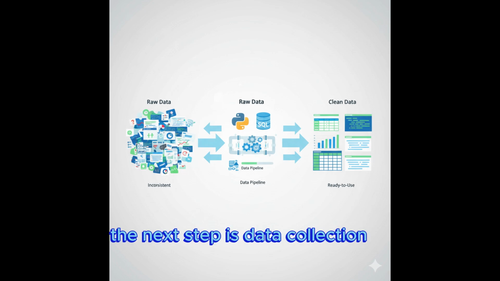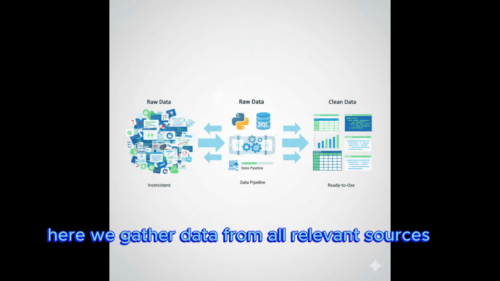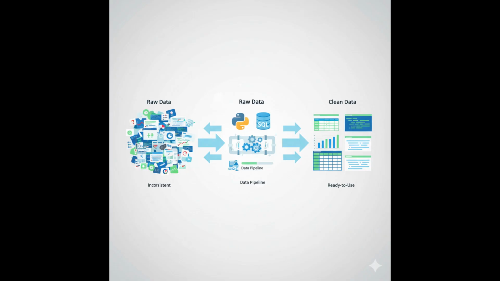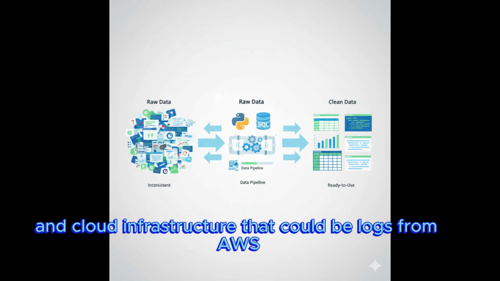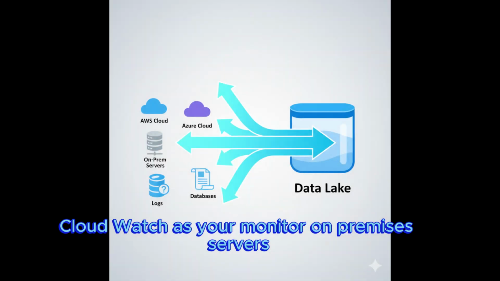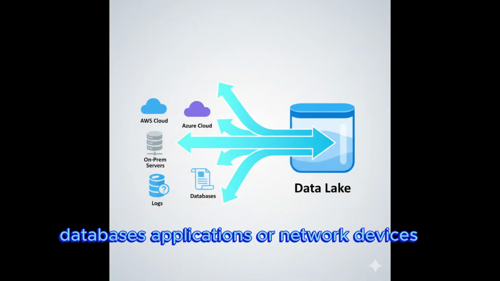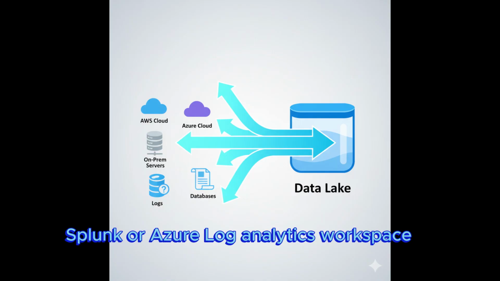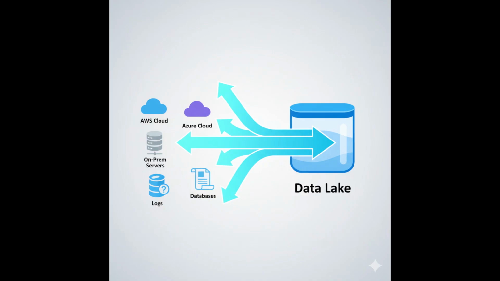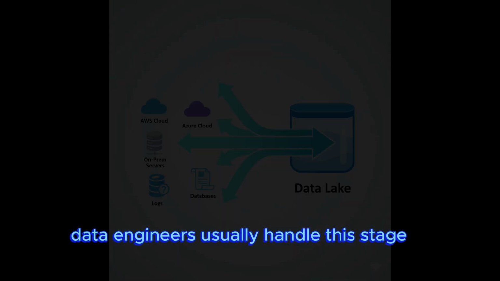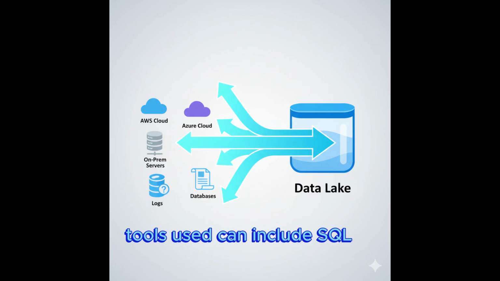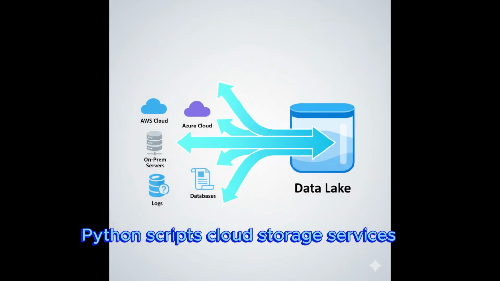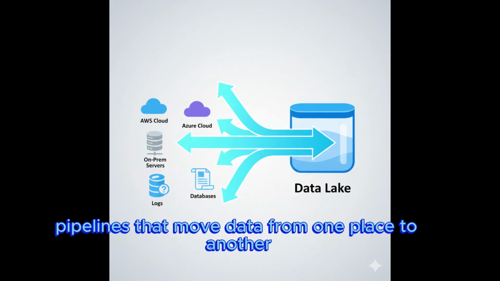Once we know the problem, the next step is data collection. Here we gather data from all relevant sources. In cloud infrastructure, that could be logs from AWS CloudWatch, Azure Monitor, on-premises servers, databases, applications, or network devices. All this data is brought to a centralized location, like a data lake, Splunk, or Azure Log Analytics workspace, so it can be analyzed together. Data engineers usually handle this stage. Tools used can include SQL, Python scripts, cloud storage services, or ETL pipelines that move data from one place to another.